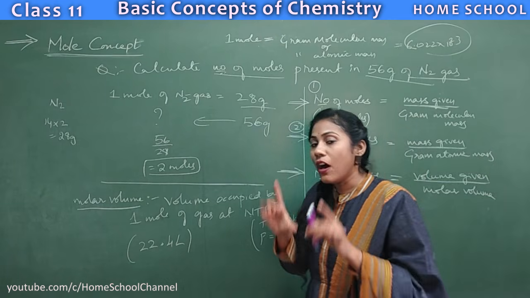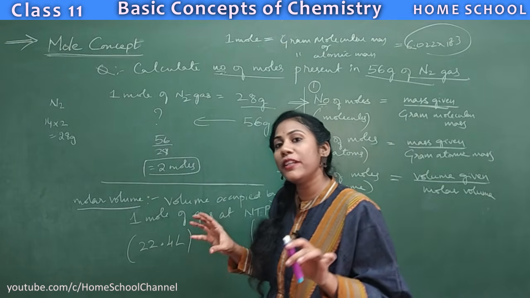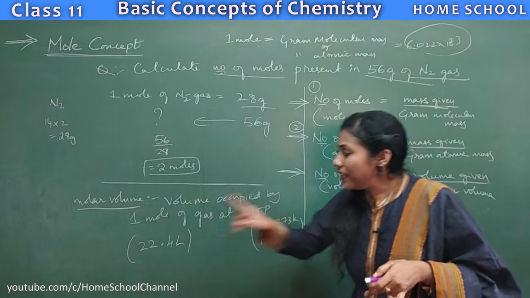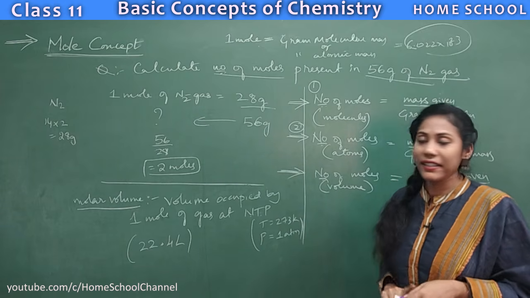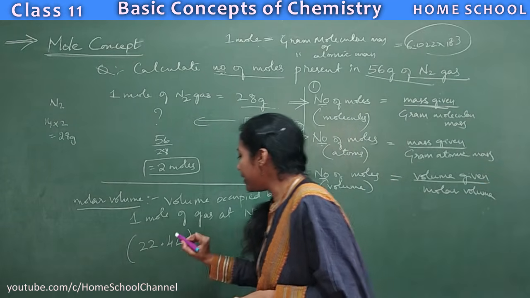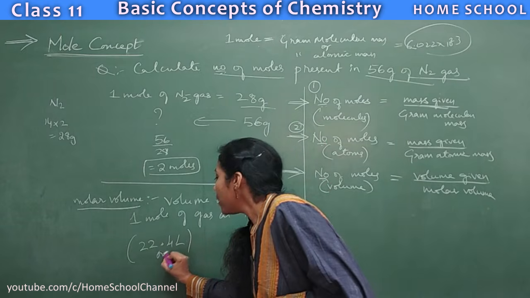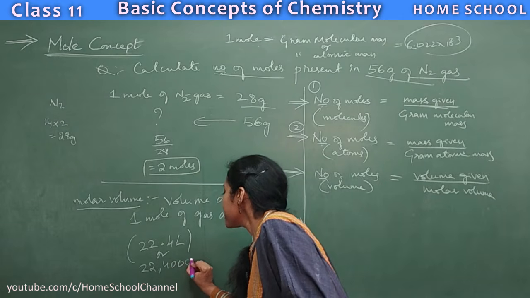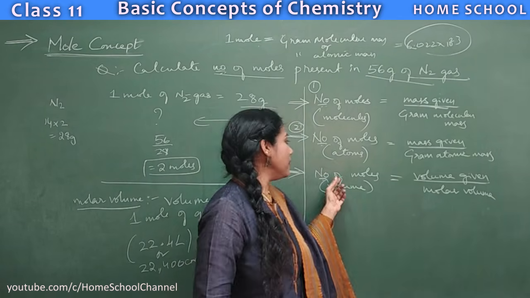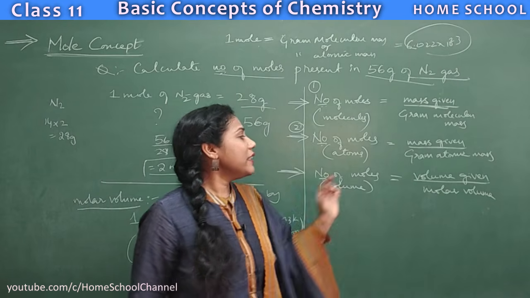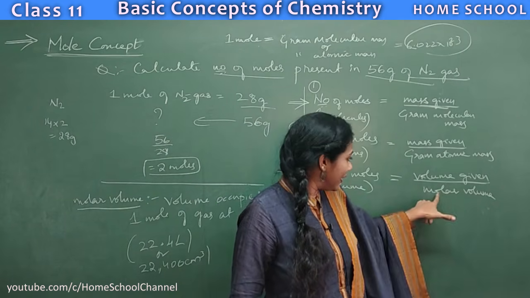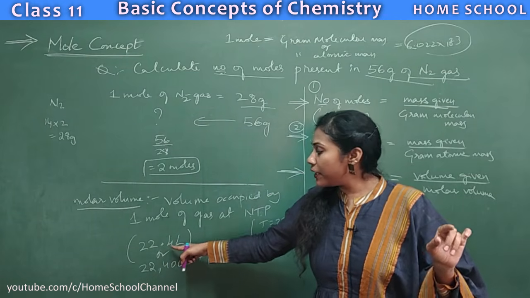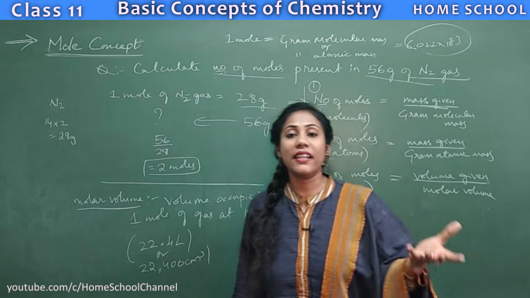1 mole of any gas, that means 6.022 into 10 power 23 molecules of any gas, can occupy this much volume at this temperature and this pressure. If it is in liters, the value is 22.4 liters, or if it is in ml or cm cube, the value would be 22,400 cm cube. Whenever a volume is given, if you want to calculate number of moles, then given volume divided by molar volume you have to take. What is the value of molar volume? It is 22.4 or 22,400 cm cube.